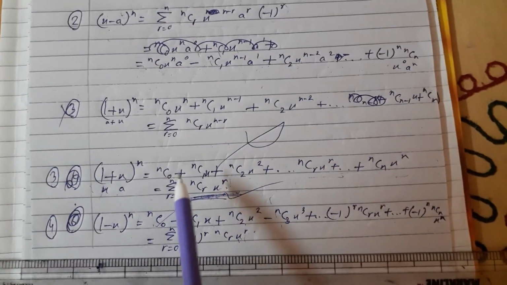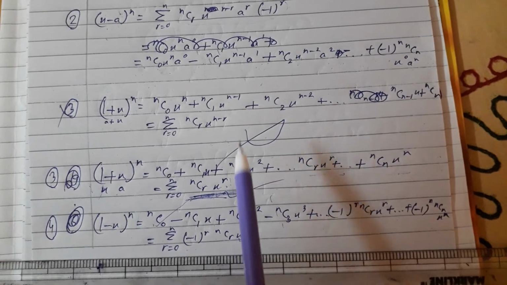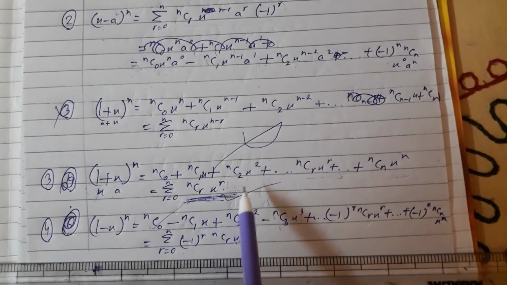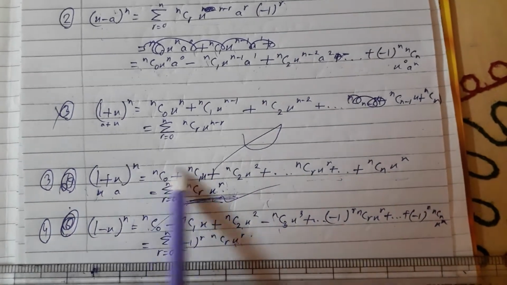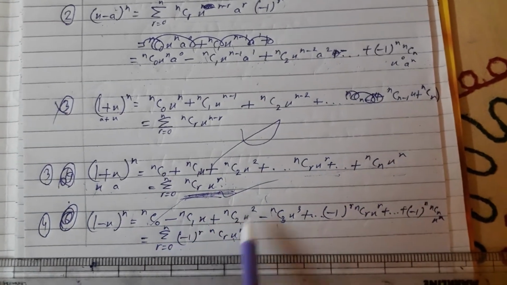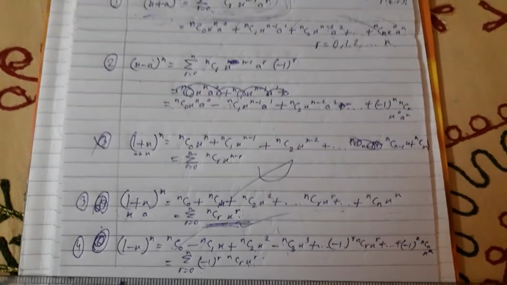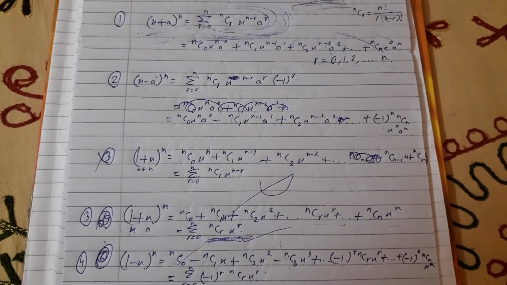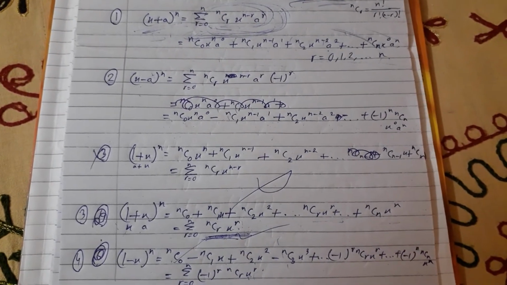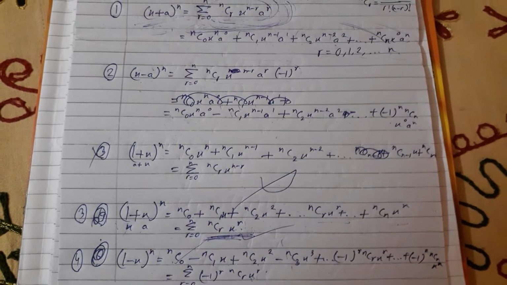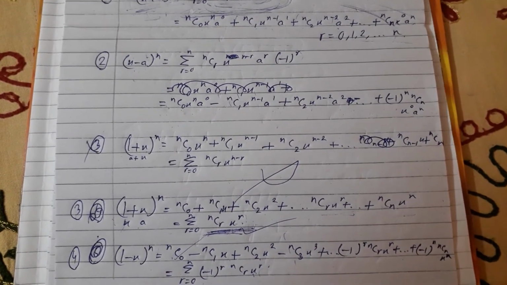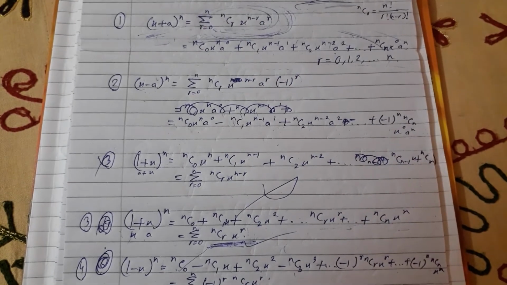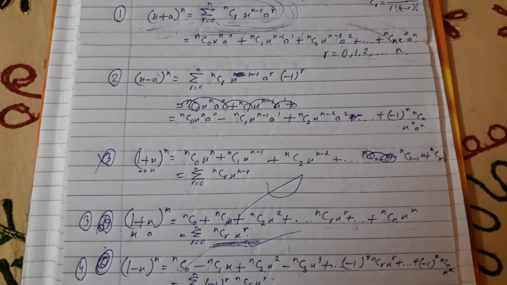So you see nC0 plus nC1 x plus nC2 x squared, up to nCr x to the power r, the summation with r equals 0, 1, 2, 3, 4, all positive, and here positive, negative, positive, negative, positive, negative. In this way you have to learn these four basic formulas. If you can learn these four basic formulas, then any other formula in this chapter you can easily learn. But first you have to learn these four formulas very properly.